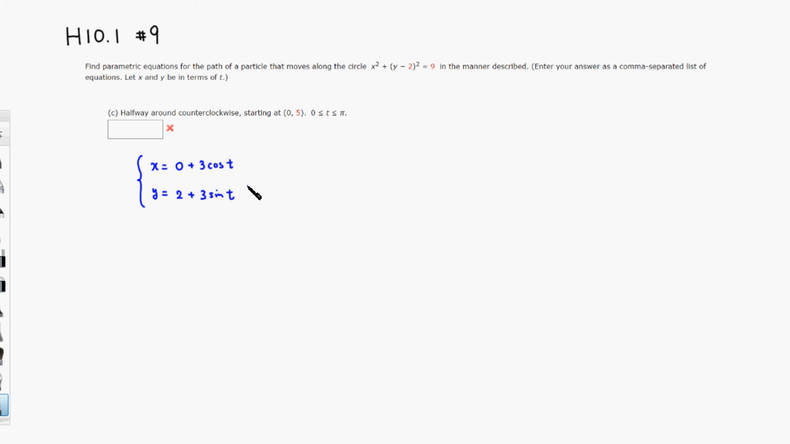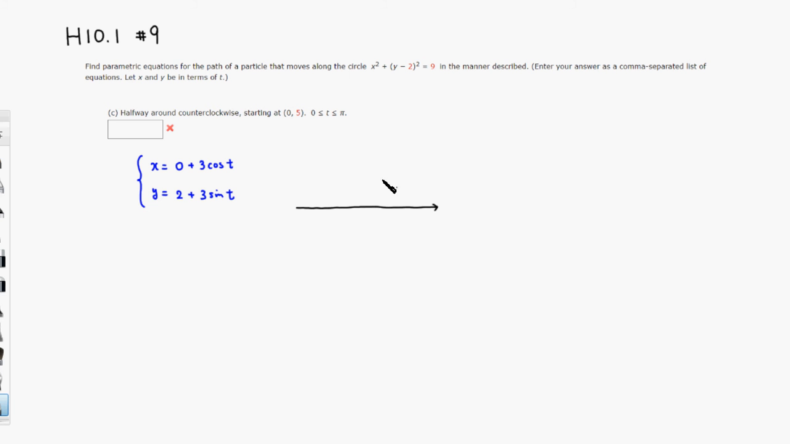But what happens is if t starts from 0, then this is going to actually start from (3, 2), which is not exactly where we want to start here. We want to start at (0, 5). So here, this is the picture.